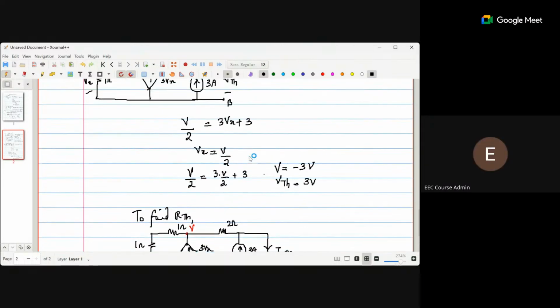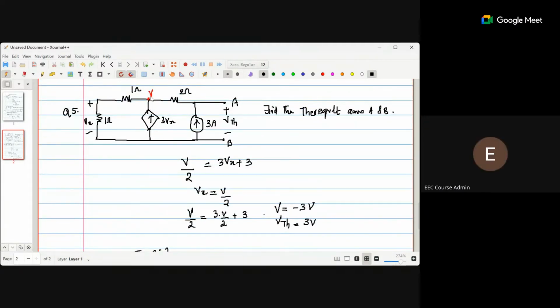Here, first of all, the previous calculation is fine. V by 2 is equal to this 3Vx plus 3, because the 3 ampere is coming from this side and we have open circuited this. Then Vx is V by 2. That is also okay. Then I have substituted this one and we get V equal to minus 3. So you just substituted Vx equal to V by 2 there, right? Correct. Okay, got it.